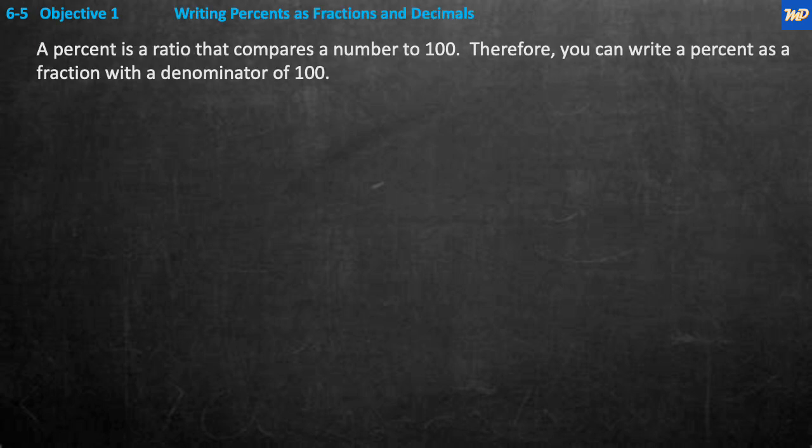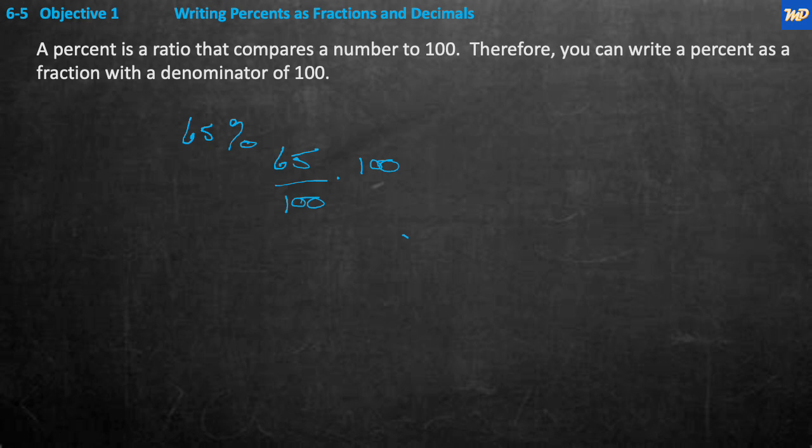So, objective 1 for writing percents as fractions and decimals. A percent is a ratio that compares a number to 100. Therefore, you can write a percent as a fraction with the denominator of 100. So if you wrote 65%, you can write that as 65 over 100. 65 over 100 times 100 would be 65%.